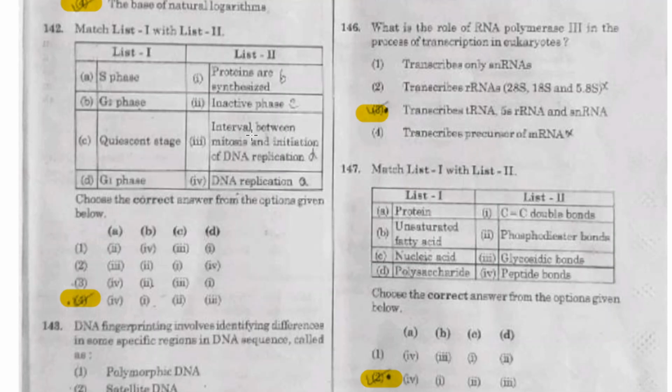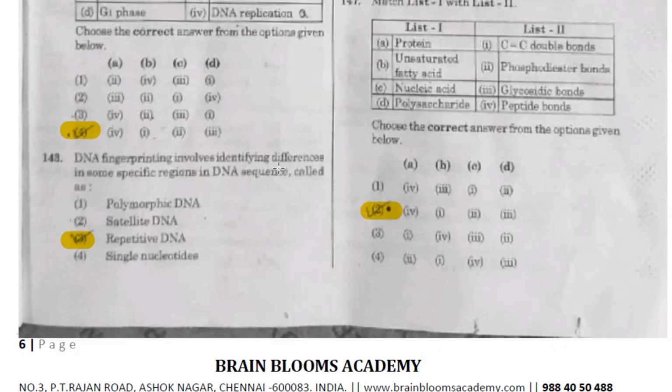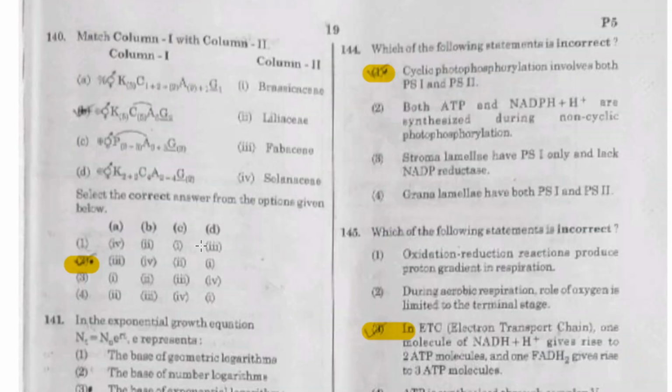The other things, it is an interval between, and you can easily select this third option. It goes with D, G1 phase. So fourth option. And DNA fingerprinting involves identifying differences in some specific region, repetitive DNA. This is given in the book, direct question.